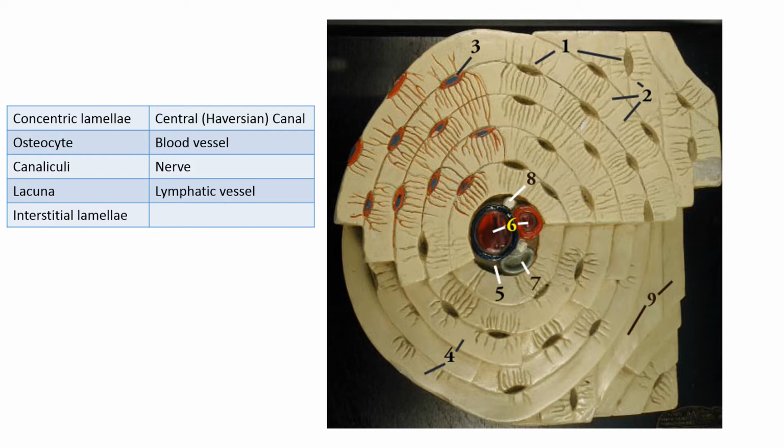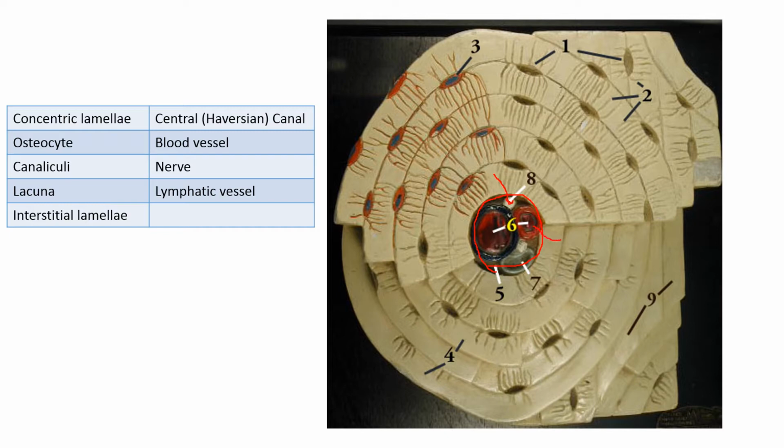So let's take a look. This is one of the models that we have in the A&P lab, so you're responsible for being able to identify the structures on this bone. Starting with the large hole in the middle here, this is called the central or Haversian canal. And as you can see in this model, there's blood vessels here as well as lymphatic vessels and nervous tissue as well. So this is a nerve. This would be an artery, vein, and then lymphatic vessel right here.